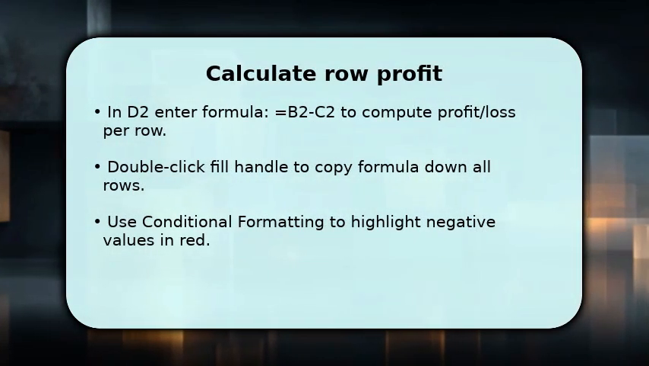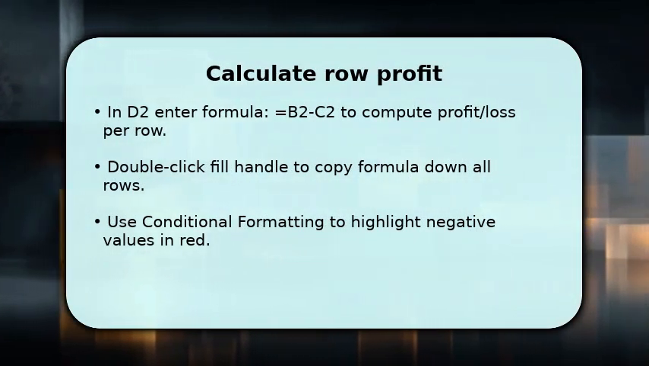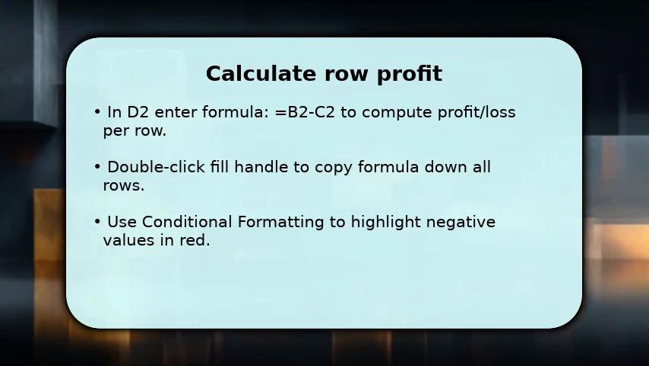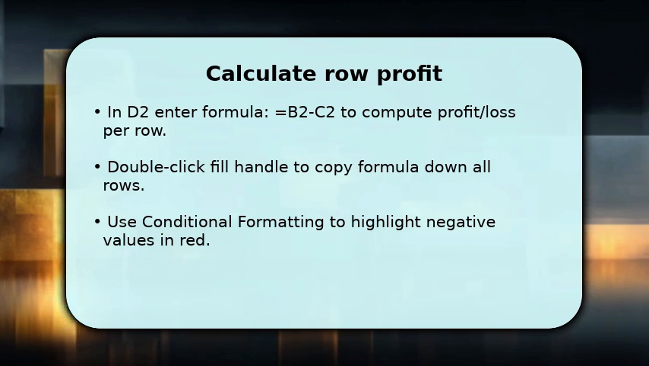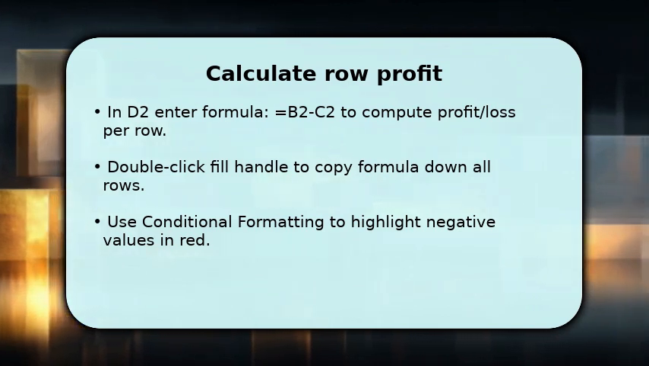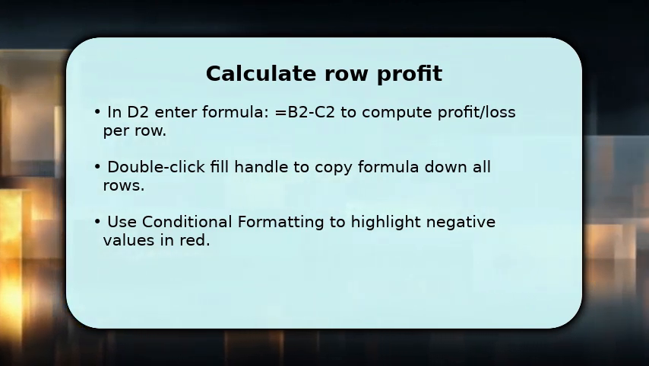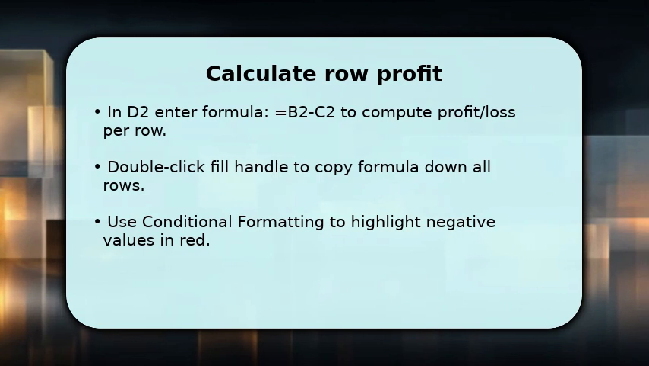You will type equals B2-C2 in D2 to get profit or loss for that transaction. This explicitly subtracts cost from revenue so you see net value. After entering it once, drag or double-click the fill handle to copy down, which keeps references relative and fast.